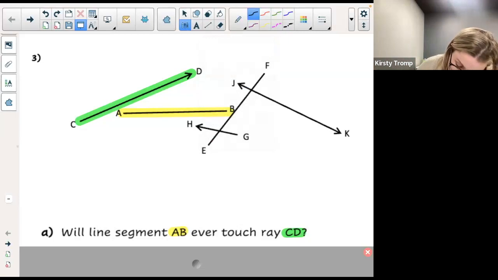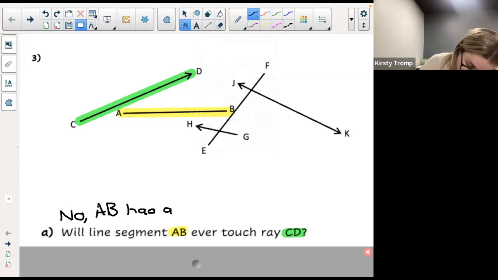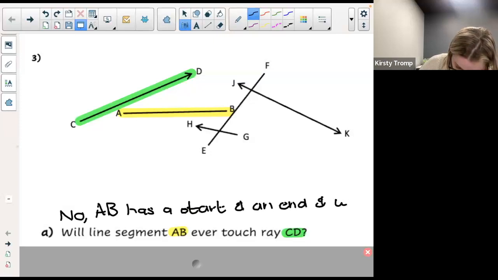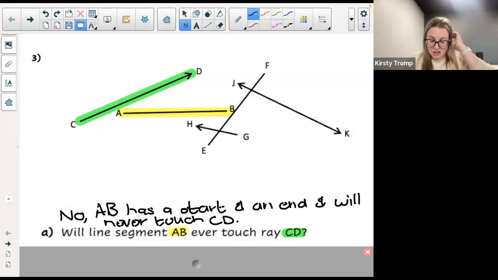So here, will line segment ever touch line AB? No. And we can say AB has a start and an end and will never touch CD. The pen's going a bit crazy tonight.